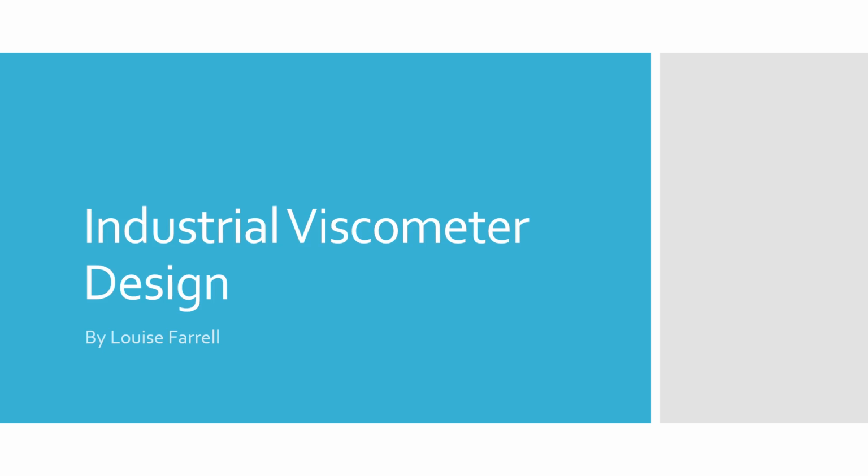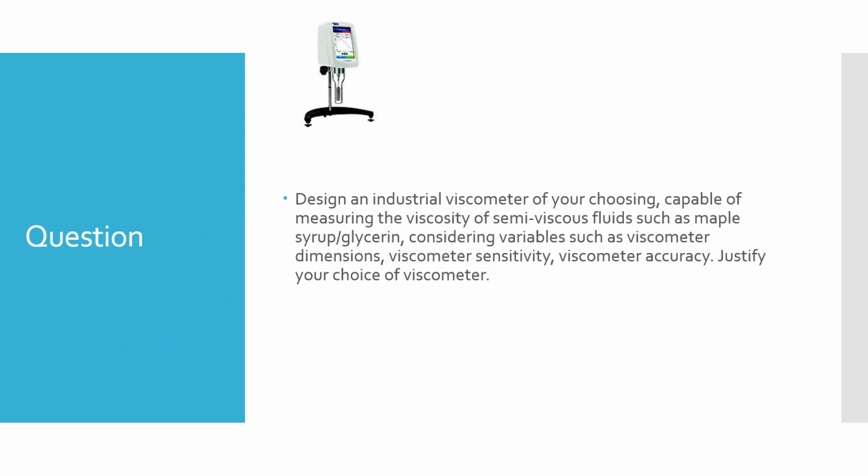So in this video, we'll be discussing question 1, which is to do with industrial viscometer design. So this is just the question, and it is to design an industrial viscometer of your choosing, capable of measuring viscosity of semi-viscous fluids such as maple syrup or glycerin, considering variables such as viscometer dimensions, viscometer sensitivity, viscometer accuracy, and to just justify your choice of viscometer.